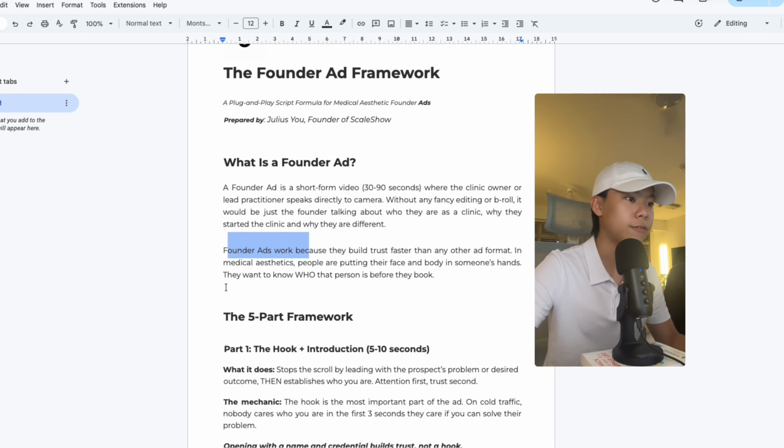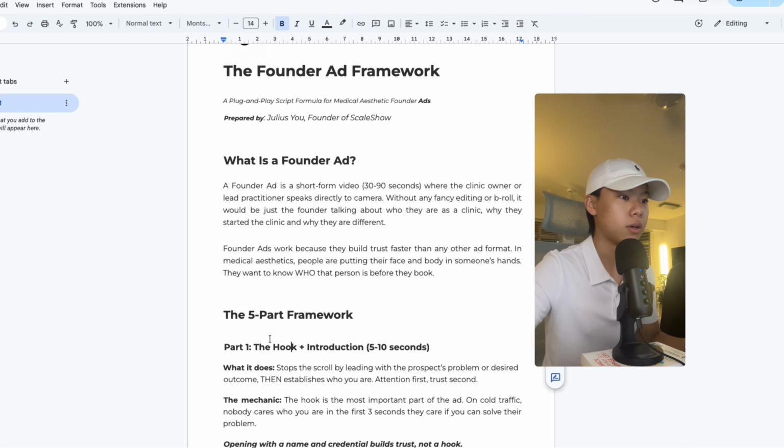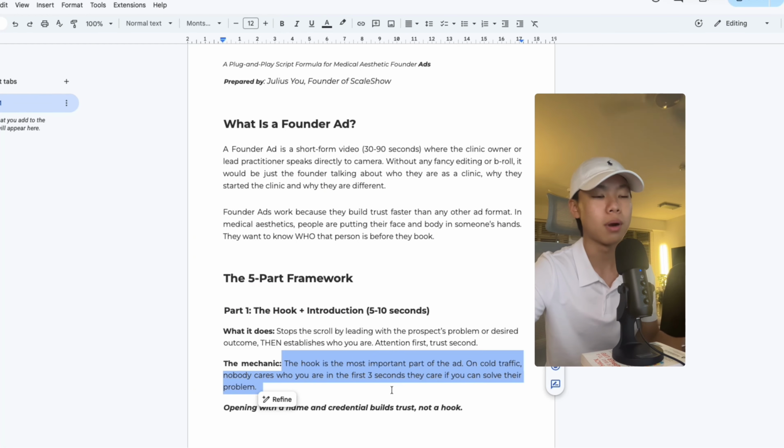Now let's go over the 5-part framework for you to actually create a very successful founder ad. So first, part 1, the hook and introduction. This will be the first 5 to 10 seconds of the video. What it does is really stop the scroll by leading with the prospect's problem or the desired outcome. Then you establish who you are: attention first, trust second. The hook is the most important part of the ad.